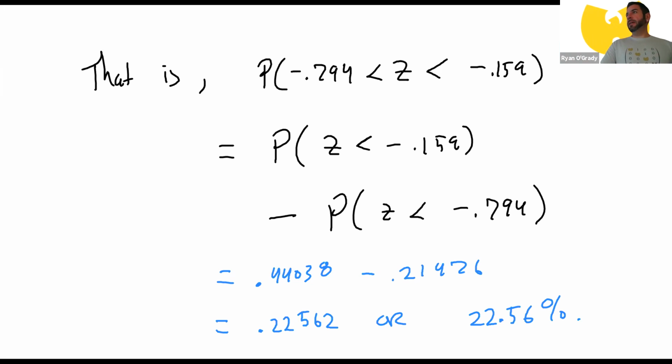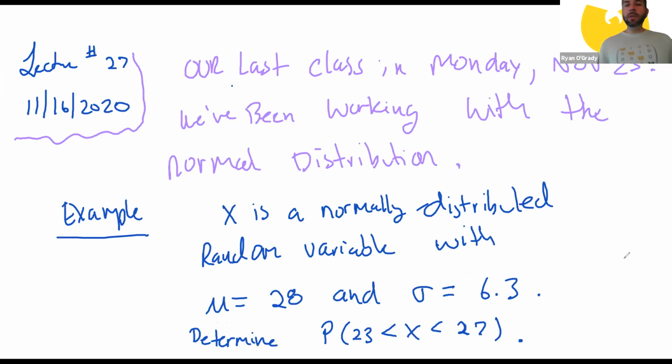And it seems to make sense. So let's go back to the original problem. Imagine what we do. We said we had a normally distributed random variable with, say, mu 28 and sigma 6.3.